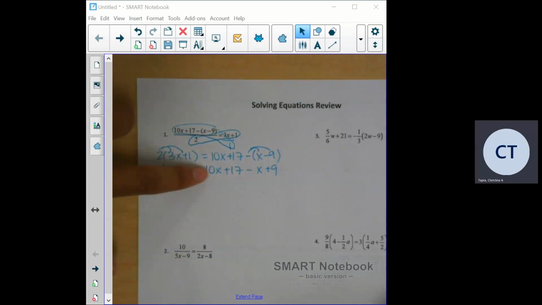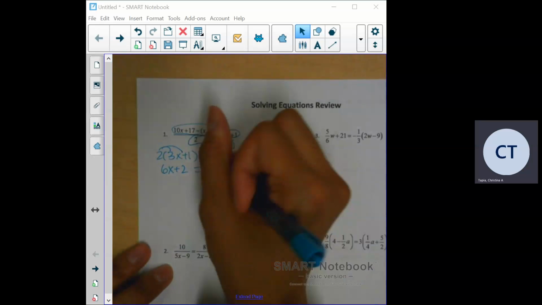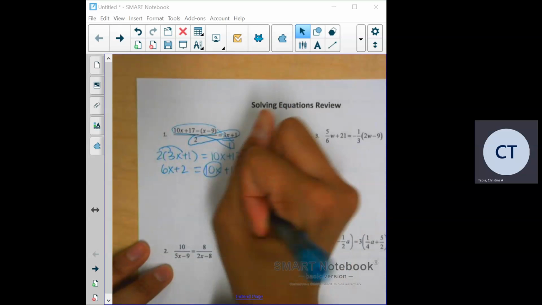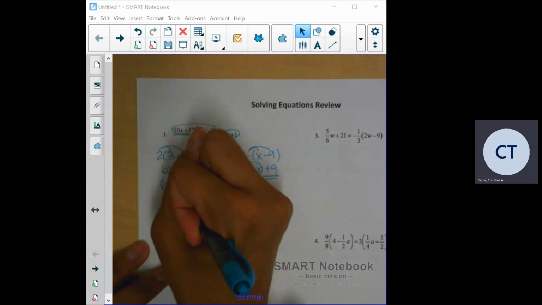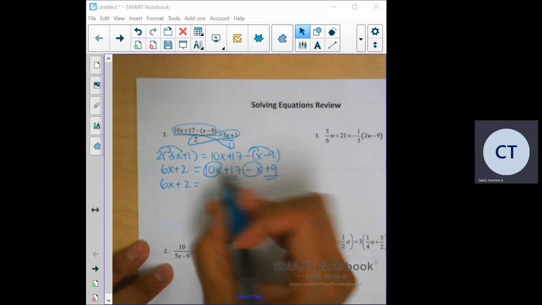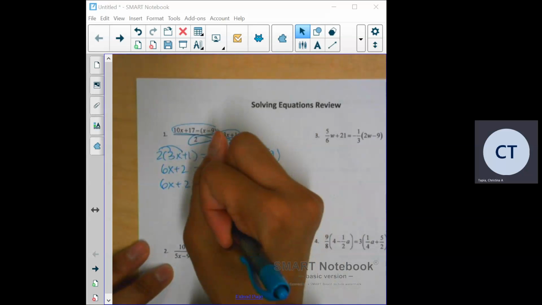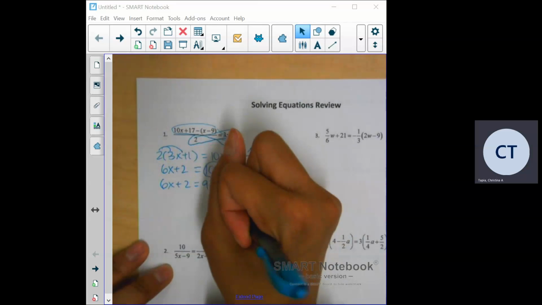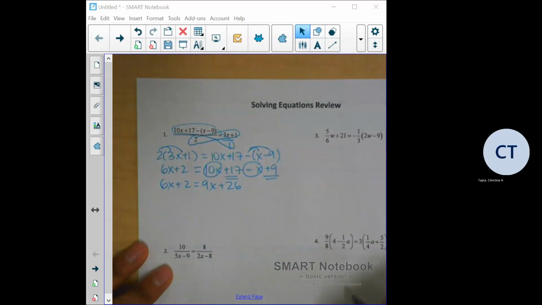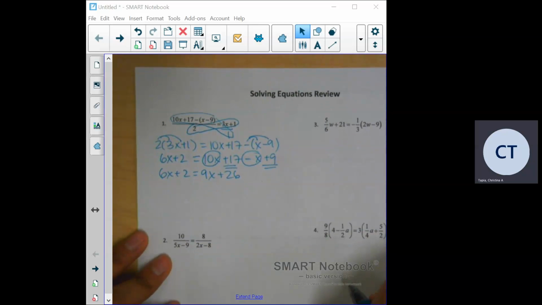Can I do anything on the right-hand side over here? There's a lot of stuff going on. Combine your like terms. So we're going to combine these and these. So the 6x plus 2 is just going to have to go along for the ride right now. 10 minus 1 is going to give me 9x. 17 plus 9 is going to give me 26. From here, it's just a 3-step problem. I'm going to add something or subtract something, and add or subtract something else, and then divide.